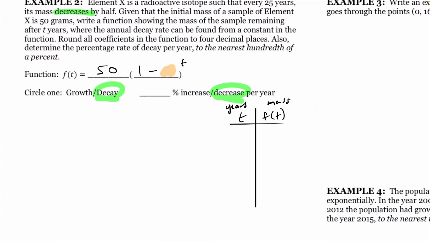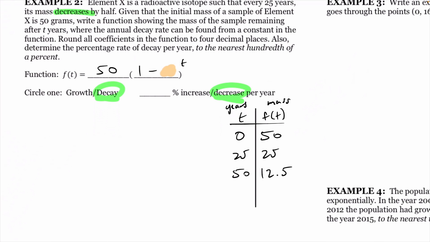Okay, so what do we know? How much did we start with? 50. And then that gets cut in half every 25 years. So that means in 25 years, I'll have 25 grams left. And then in another 25 years, I'm going to have half of that, which is 12.5. You could keep going, but that's good enough for our problem. It gives you the pattern. I'm dividing by 2 every time. That's all I need.